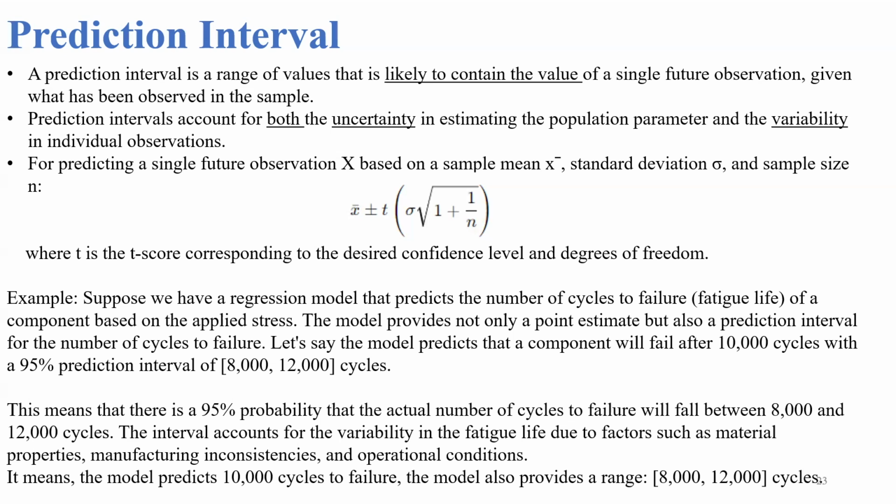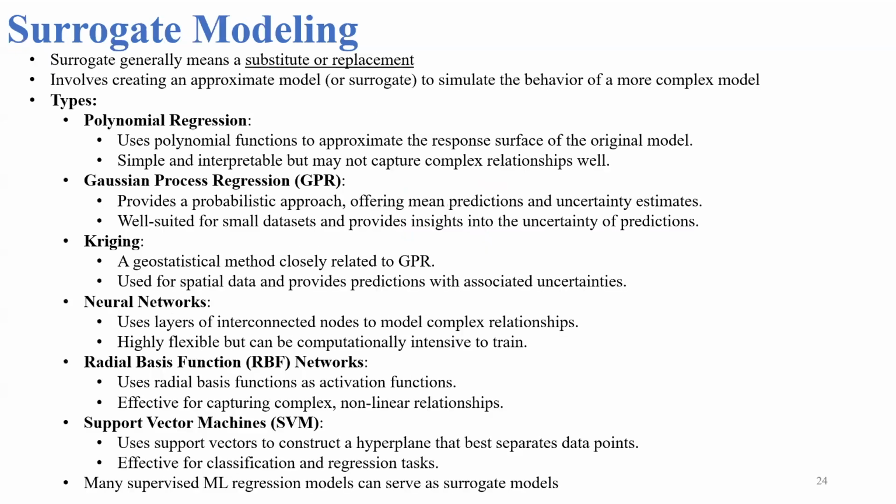This means that there is a 95% probability that the actual number of cycles to failure will fall between 8,000 and 12,000. This interval accounts for the variability in the fatigue life due to factors such as material properties, manufacturing inconsistency, and operating conditions. It means the model predicts 10,000 cycles to failure, and the model also provides a range. Now, if we have lower uncertainties, we have higher confidence, for example.